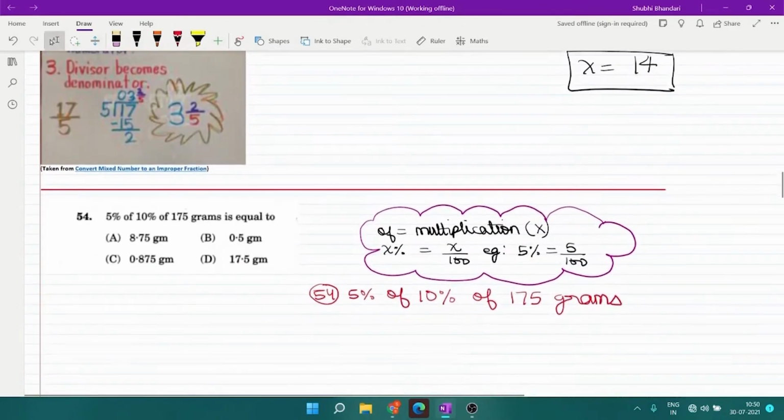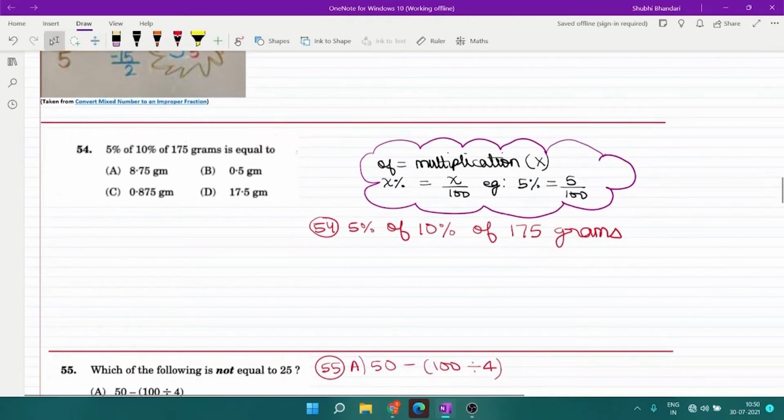Now let's move on to the 54th question. Now this is a pretty easy question. 5% of 10% of 175 grams. As I mentioned in the 51st problem, 'of' can be replaced by multiplication, and in x percent, the percent sign can always be replaced by divided by 100. So if you see 5%, you can write that as 5 by 100.